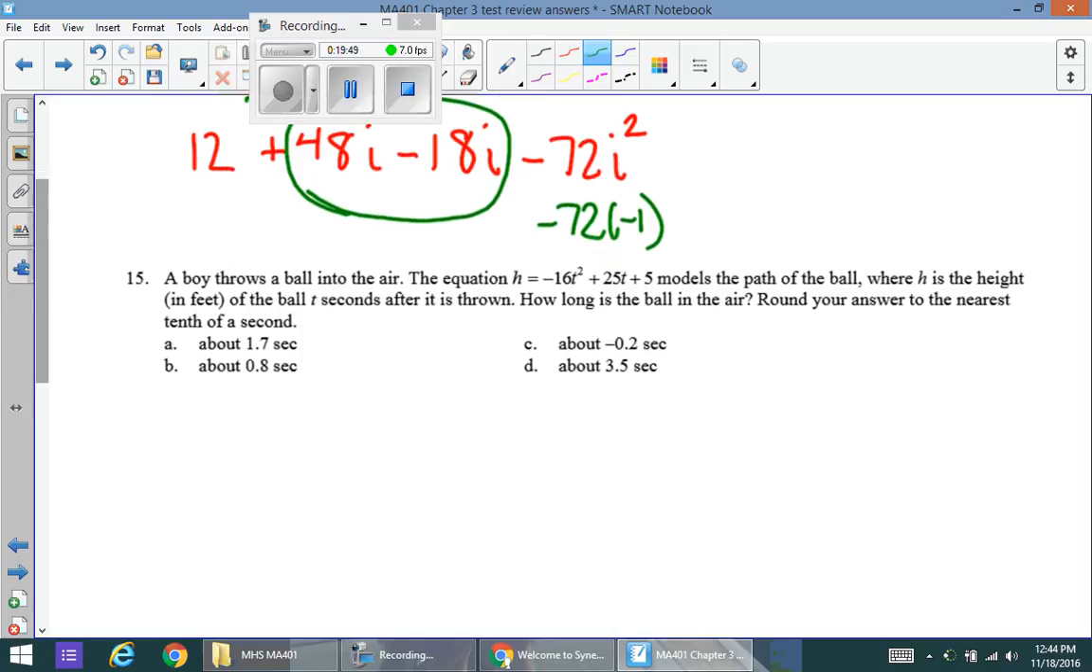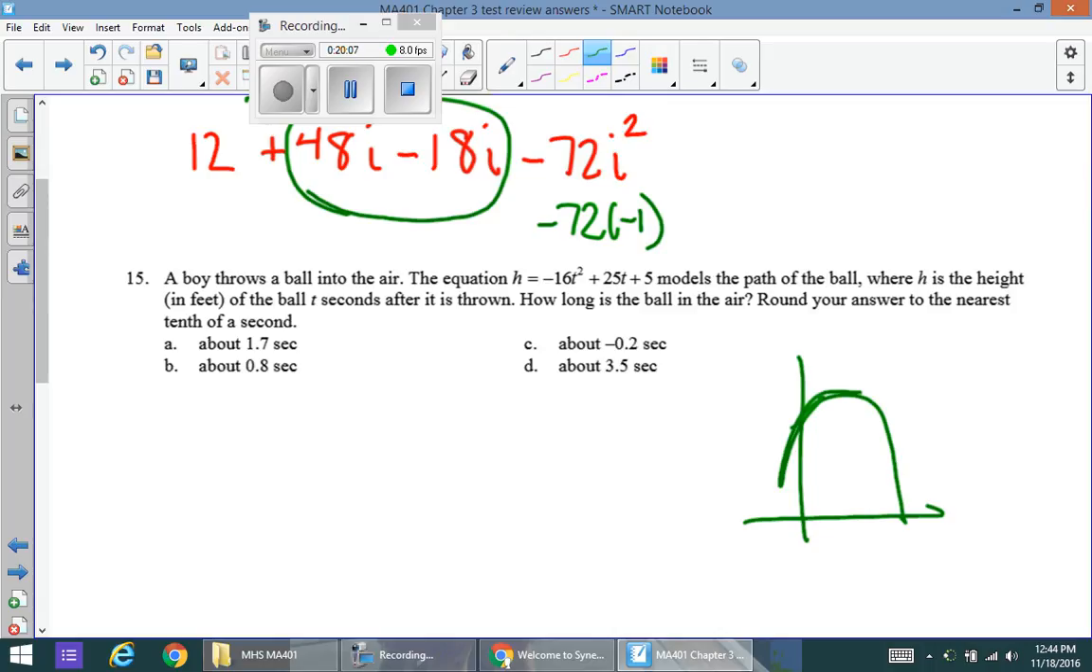Yay for word problems. A boy throws a ball into the air. This is the equation. It models the path of the ball. So that's an upside down one. It's probably just going to look something like this. I don't know. We'll see. And that was just a guess of mine, guys. I totally don't know what it looks like, but that's my guess.